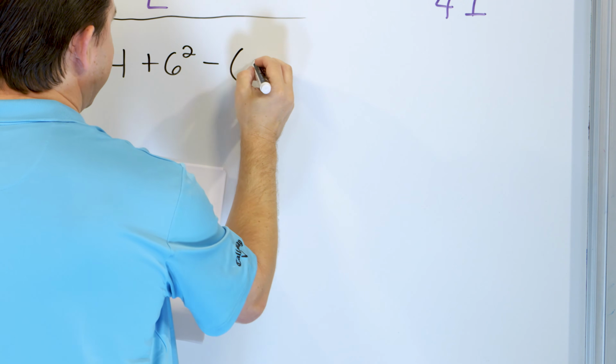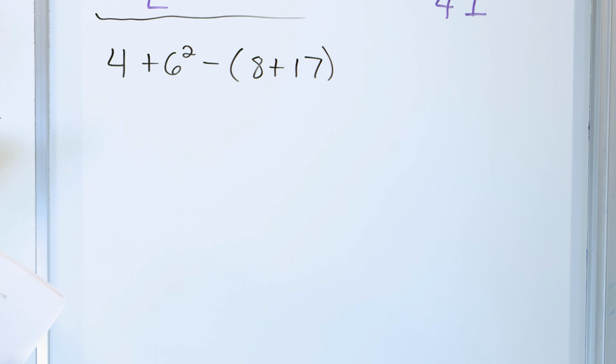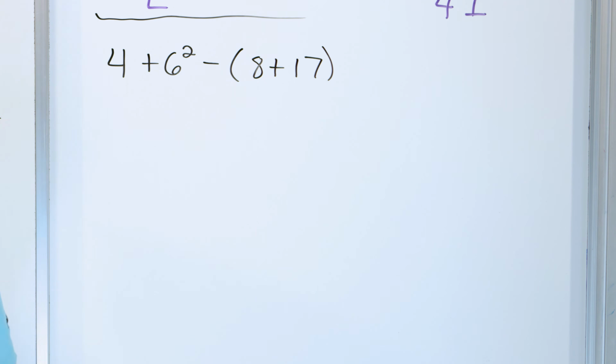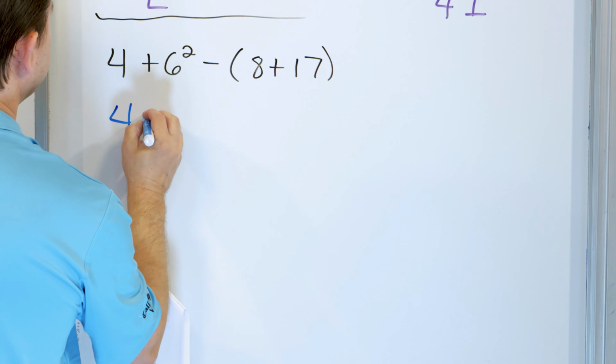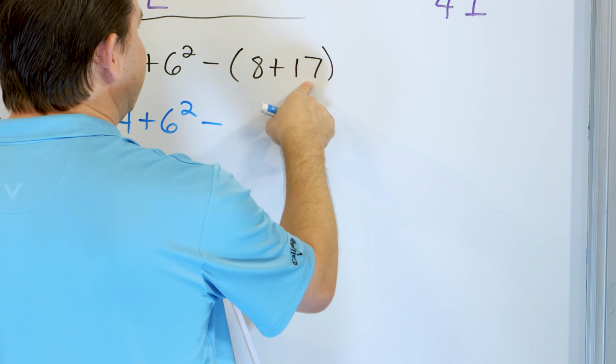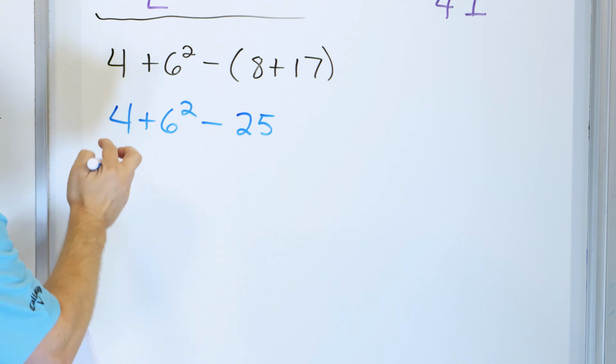Right? So here we have in the parentheses 8 plus 17. Now think back to that list. The first priority is parentheses. We have parentheses. All we have is addition inside, so we have to do that first. So let's rewrite the rest of it. 4 plus the 6 squared. The minus sign is there. What is 8 plus 17? 8 plus 17 is what? 25.